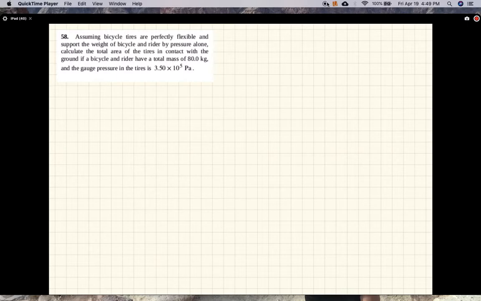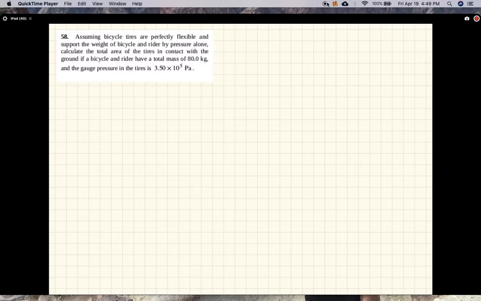Alright, let's read this problem. Assuming bicycle tires are perfectly flexible and support the weight of a bicycle and rider by pressure alone, calculate the total area of tires in contact with the ground if a bicycle and rider have a total mass of 80 kg and the gauge pressure in the tire is 3.5 times 10 to the power 5 pascals.